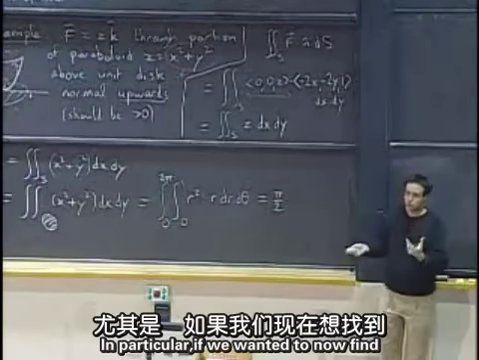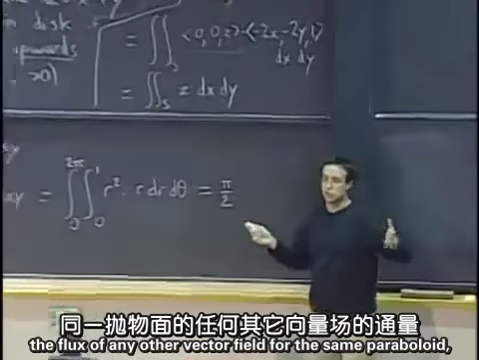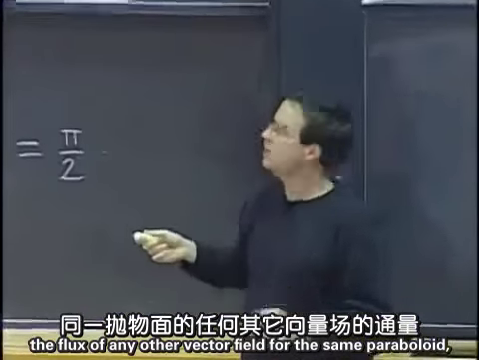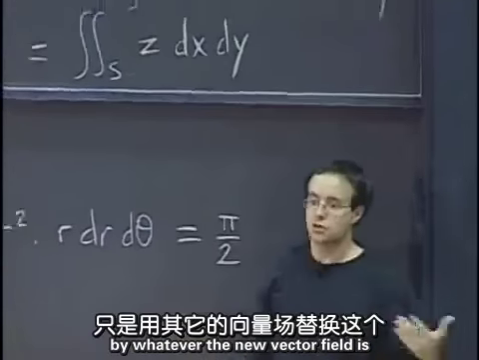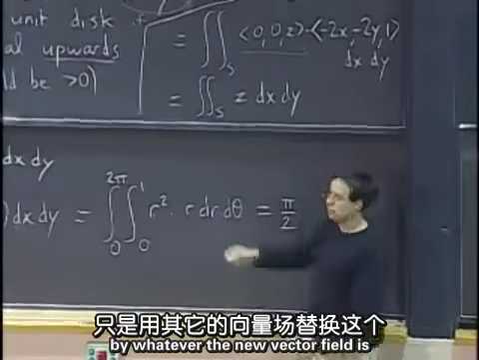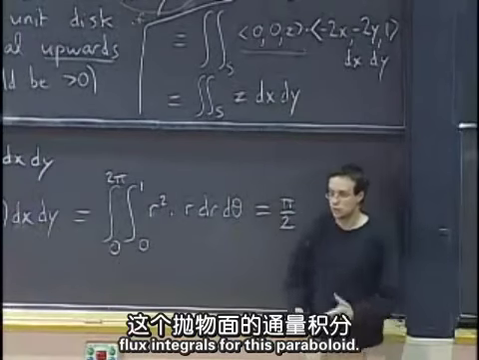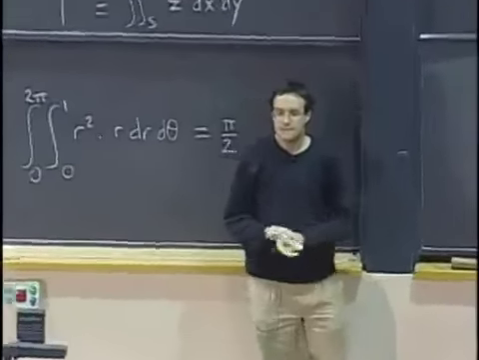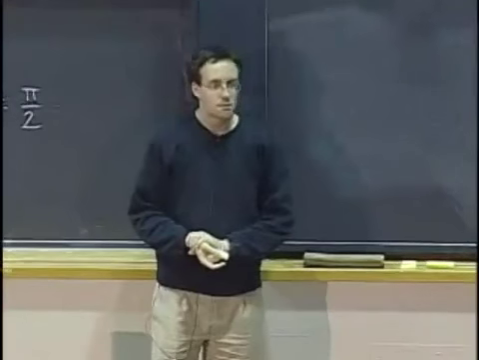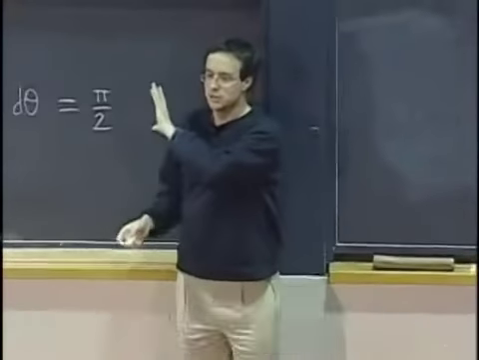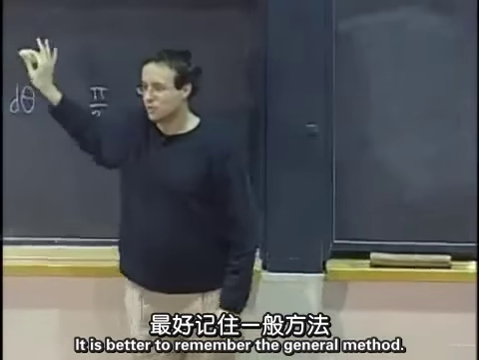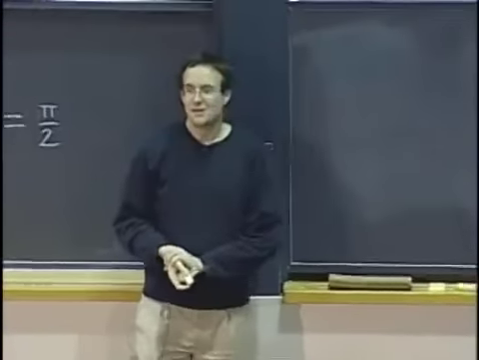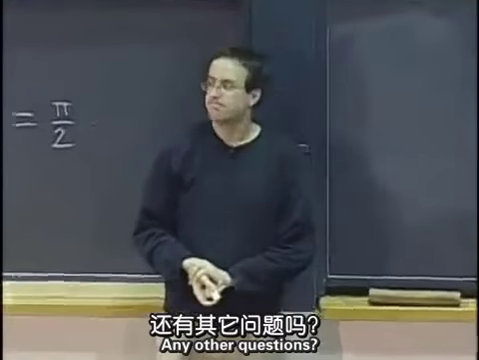So in particular, if we wanted to find the flux of any other vector field for the same paraboloid, all we'll have to do is replace this by whatever the new vector field is. We've learned how to set up flux integrals for this paraboloid. Not that you should remember this one by heart. There are many paraboloids in life and other surfaces too, so it's better to remember the general method. Okay, any other questions? No?